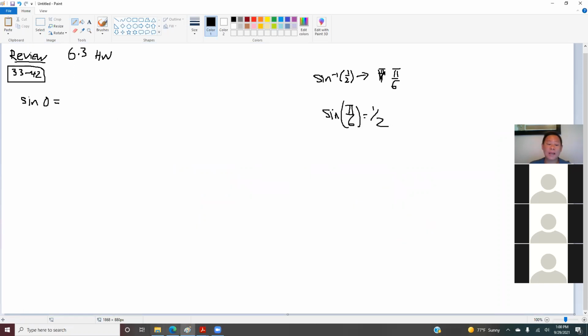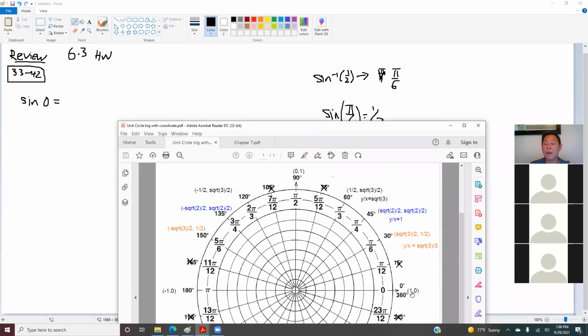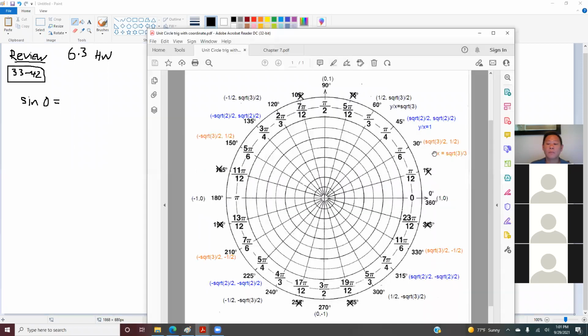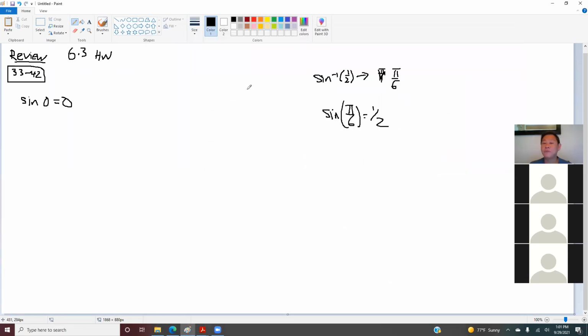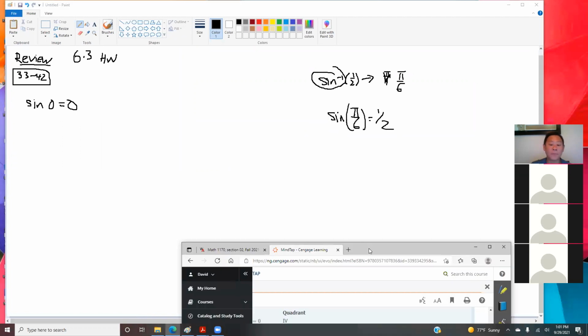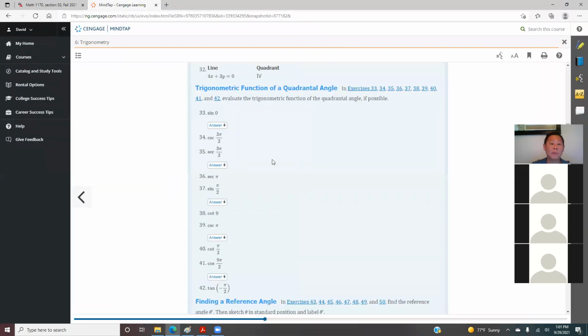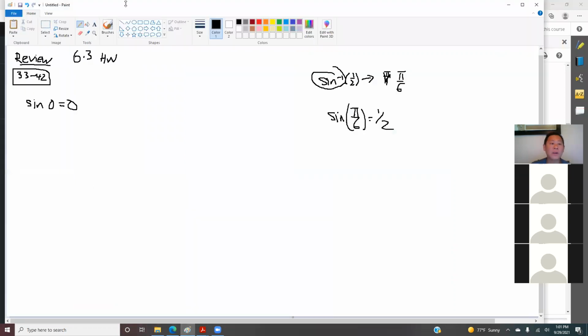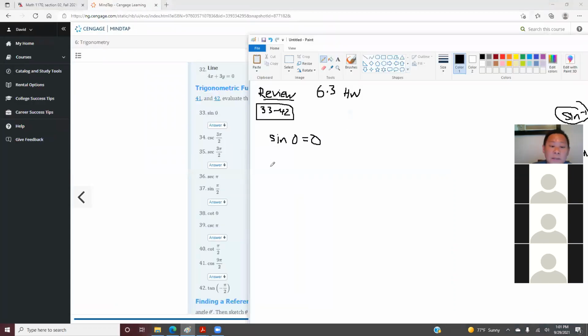So if I ask you for sine 0, you look at the 0 angle, which is this one. Can you tell me which coordinate we use for sine, x or y? Y. So what is sine 0? 0. So make sure you know the difference between an arc sine and the sine, or arc cosine and cosine, because those two are different. And a lot of students get those two mixed up.